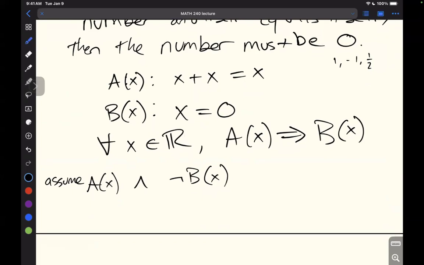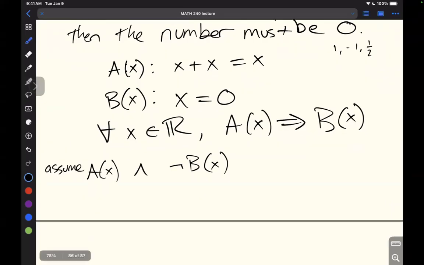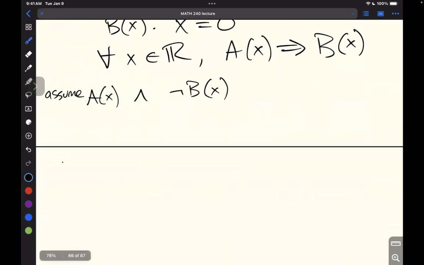So we break it into its statements. We've got A of x and B of x, and we want to assume A of x is true and not B of x is true. That's how we write it in symbols. So let's write the proof in words.